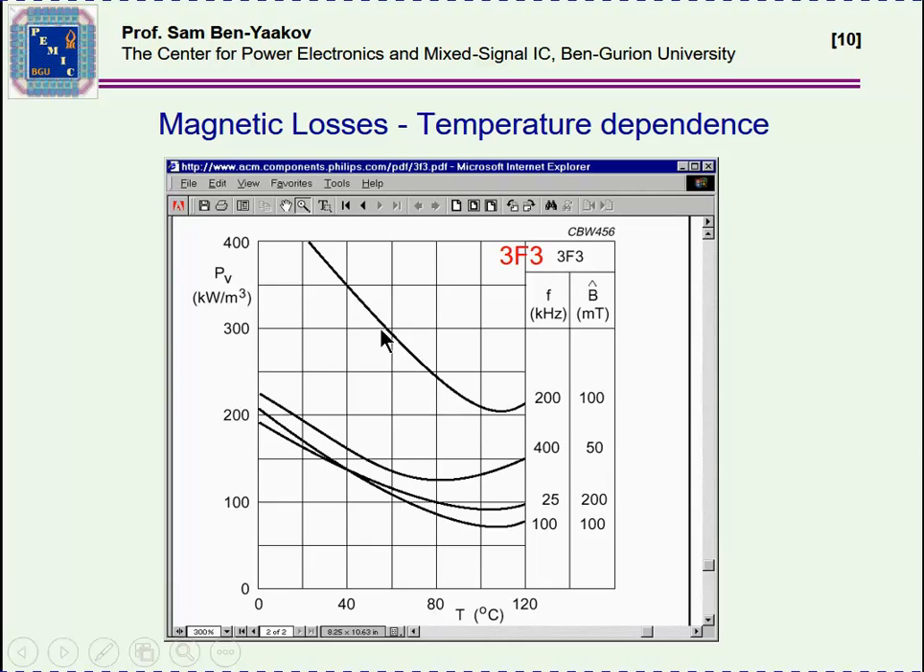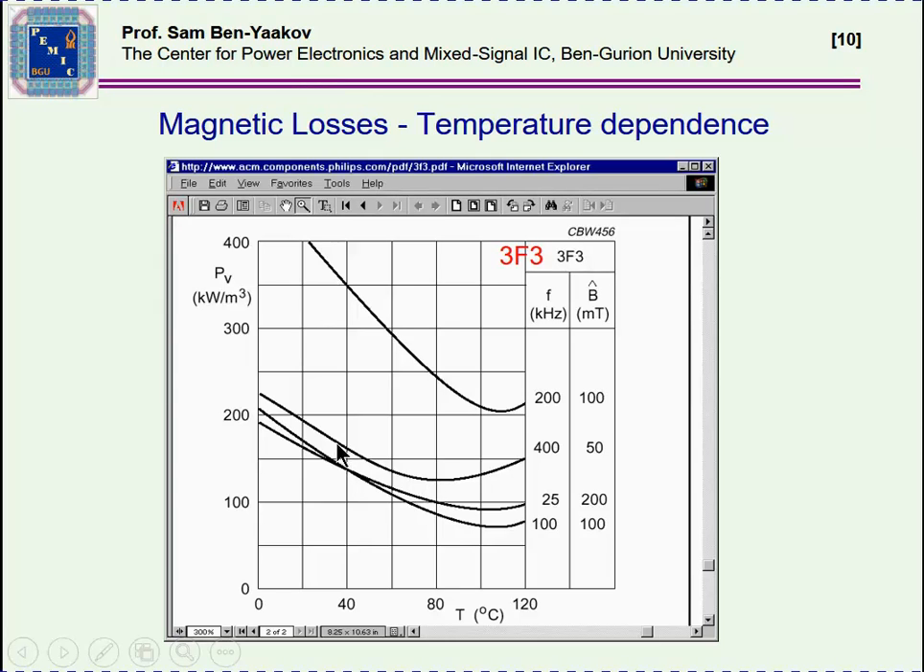An interesting feature of this particular curve is that it has a minimum, like here and here. It means that if you work under these conditions, it'll actually be better to allow the core to reach a temperature of 80 degrees centigrade, because there is a minimum here in the losses. So, contrary perhaps to intuition, in this particular core, it's best to operate under conditions in which the core is actually getting a little bit hot and reaching a higher temperature, and then the losses will actually be lower.